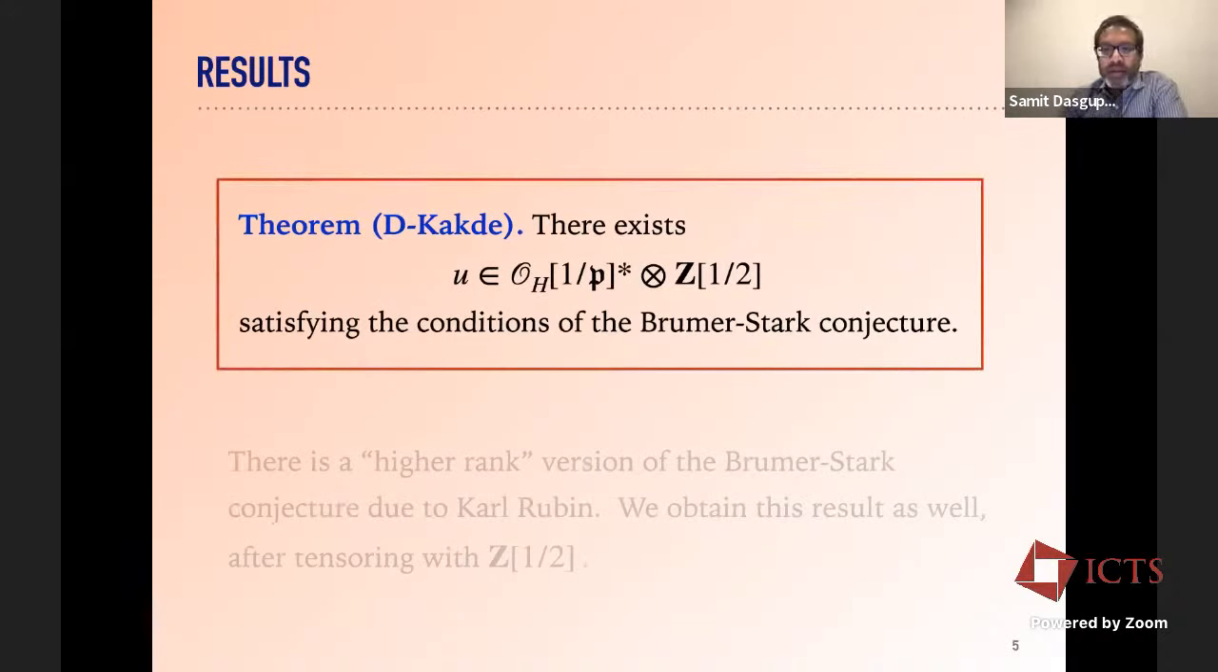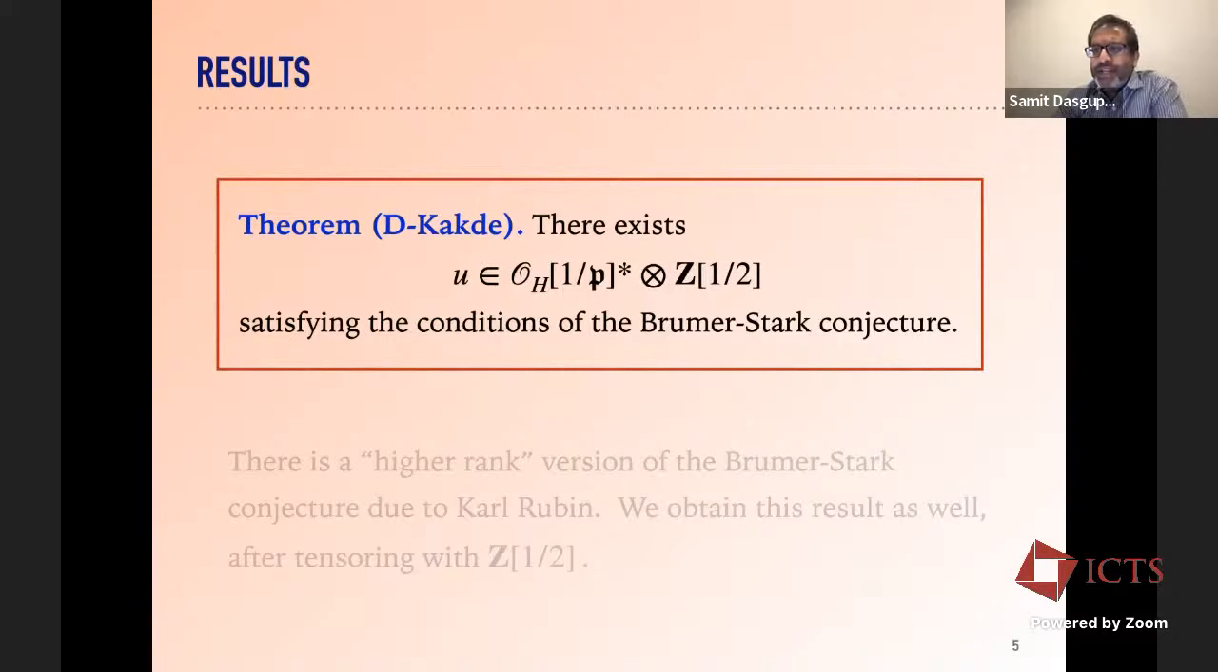So the theorem that I want to state today is that the Brumer-Stark conjecture, we almost know it to be true. So we know it to be true away from the localization at 2. That is, the Brumer-Stark conjecture predicts the existence of a unit in the p-unit group, and we know that there exists an element in the p-unit group tensor Z[1/2] that satisfies the conditions of the Brumer-Stark conjecture.